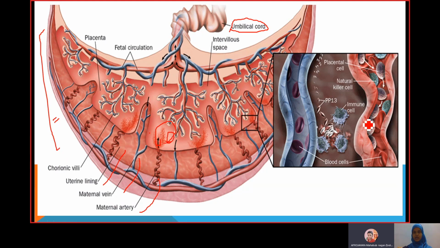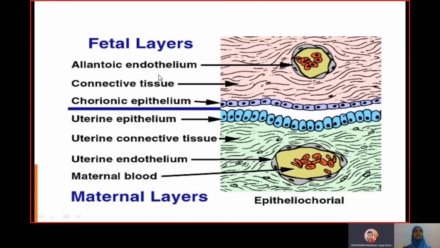Here you can see how the substances are transporting: placental cells, natural killer cells, immune cells and blood cells. These are the layers involved in the formation of the placenta. Three layers from the uterus and three layers from the fetus are involved. The first, above, are the fetal layers, which begin with the blood vessels. The layer is called the allantoic endothelial layer, the endothelium, and it contains a second layer called connective tissue.